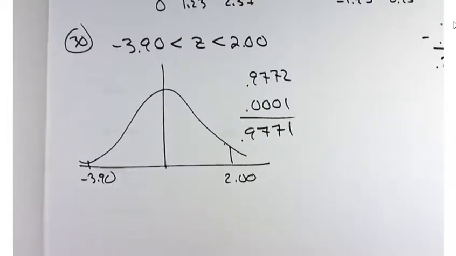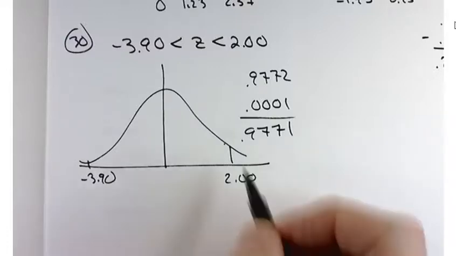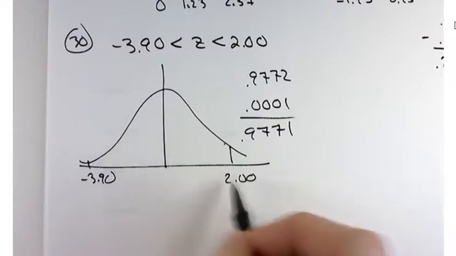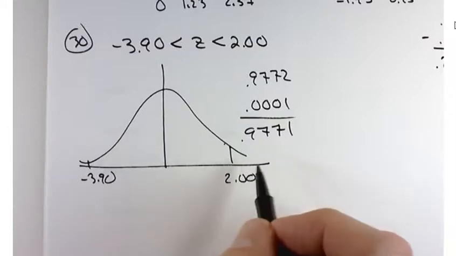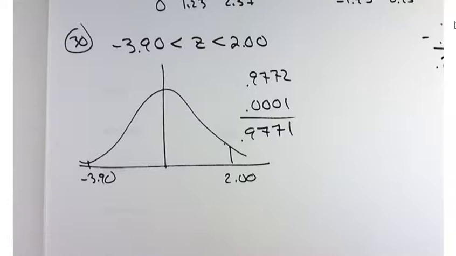But for now, I want to switch things up a little bit. We're going to start looking for the z value that corresponds to a particular area. So this is going to mean using the table in reverse. I'm going to give you the area that we're going to work with, and then we're going to try and find the corresponding z value.